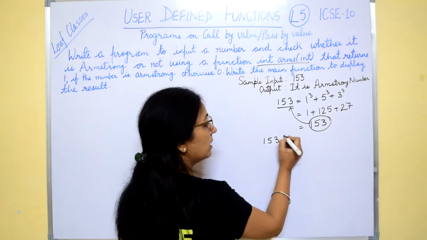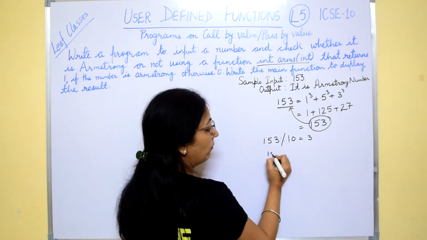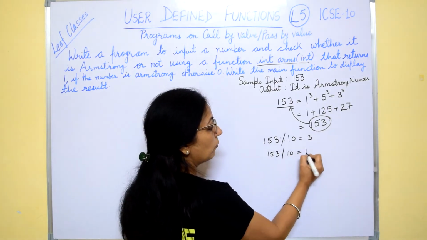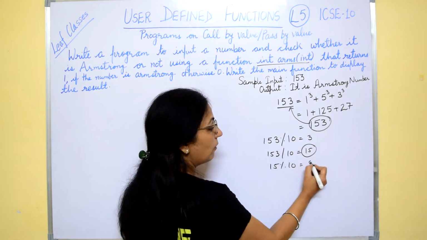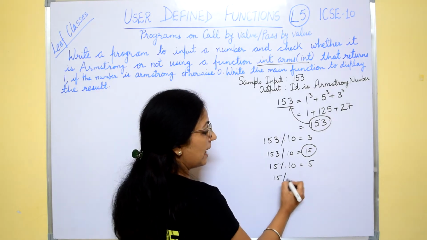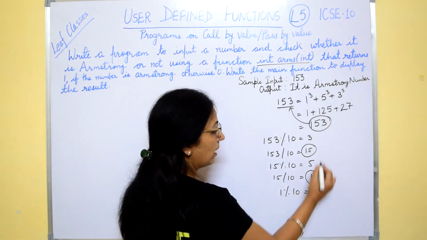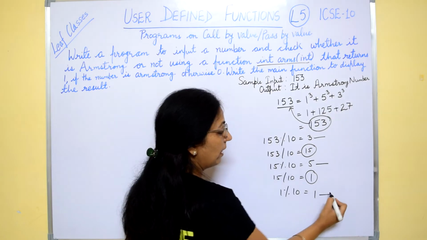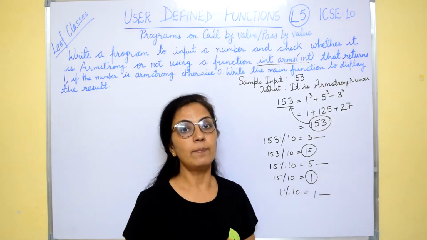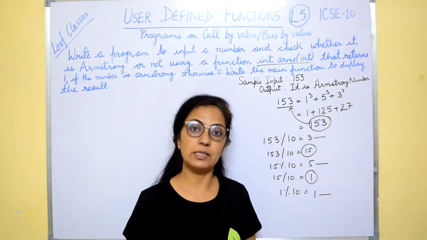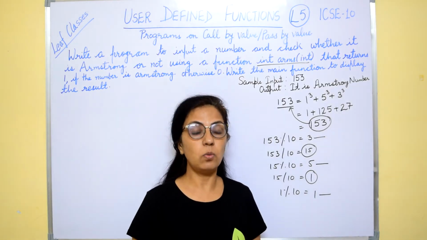So how will you do this? 153 mod 10 will give you 3, then 153 slash 10 will give you 15. We have got the next number. So 15 mod 10 will give you 5. Now 15 slash 10 will give you 1. Now 1 mod 10 will give you 1. So we have got 3, we have got 5 and we have got 1, and we can find the cubes of these and easily sum up those cubes and check whether the number is Armstrong or not. If it is Armstrong, it is returning 1, right?